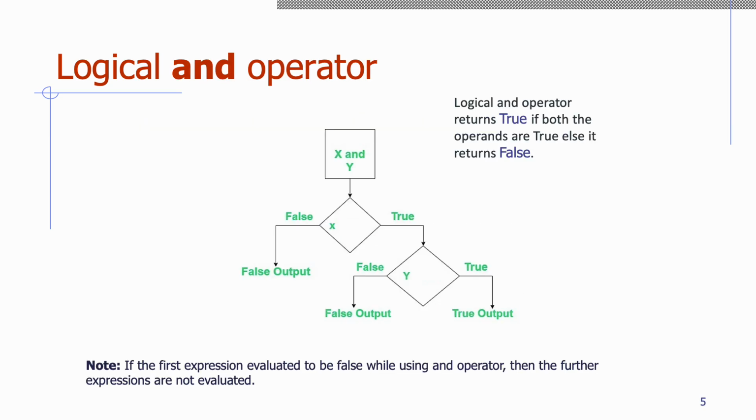Logical AND operator returns true if both the operands are true, else it returns false. Here in this diagram, we are looking for the output of X and Y. If X is false, the output is going to be false. If X is true, we look at Y. If Y is false, the output is false. If Y is true, the output is true. So we note that if the first expression evaluates to false while using the AND operator, then the further expressions are not evaluated.